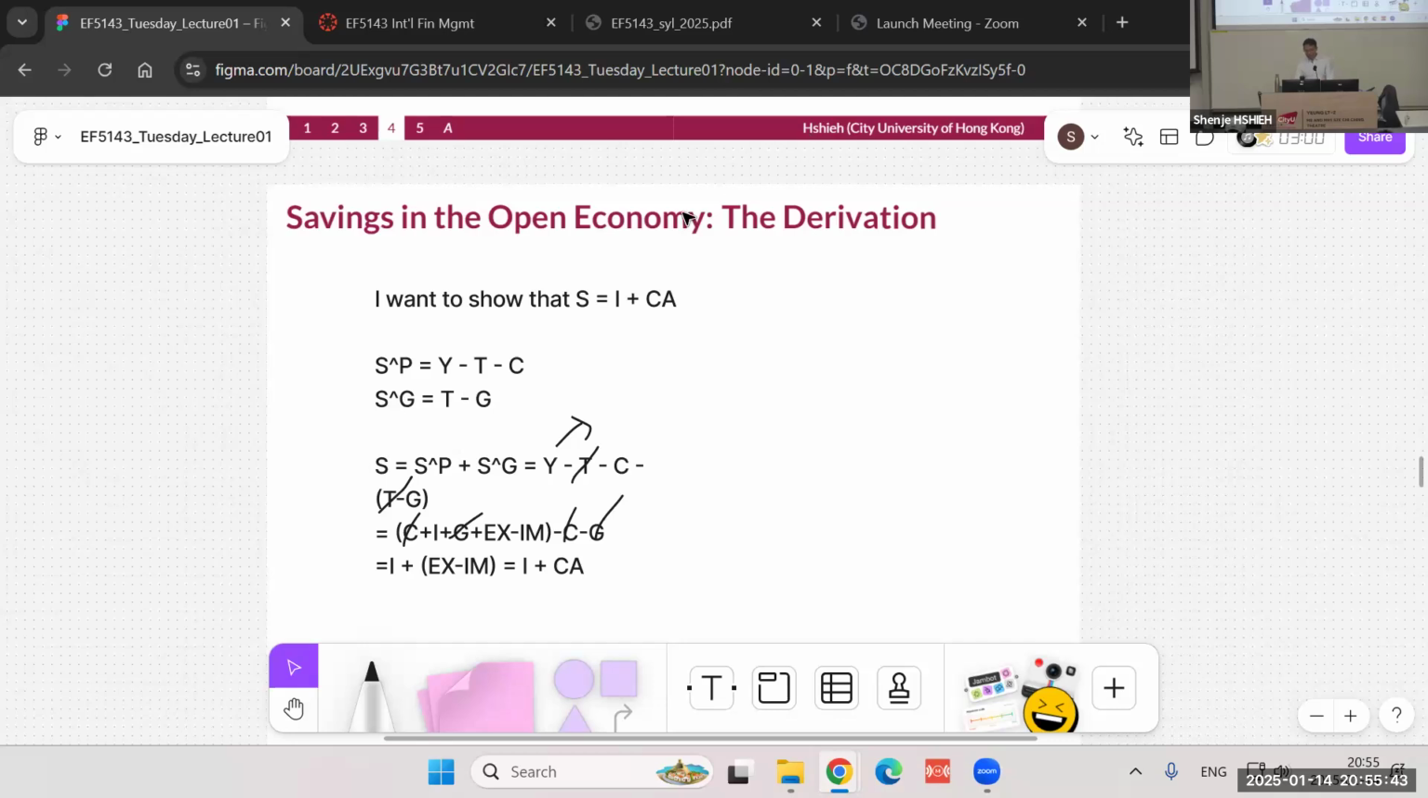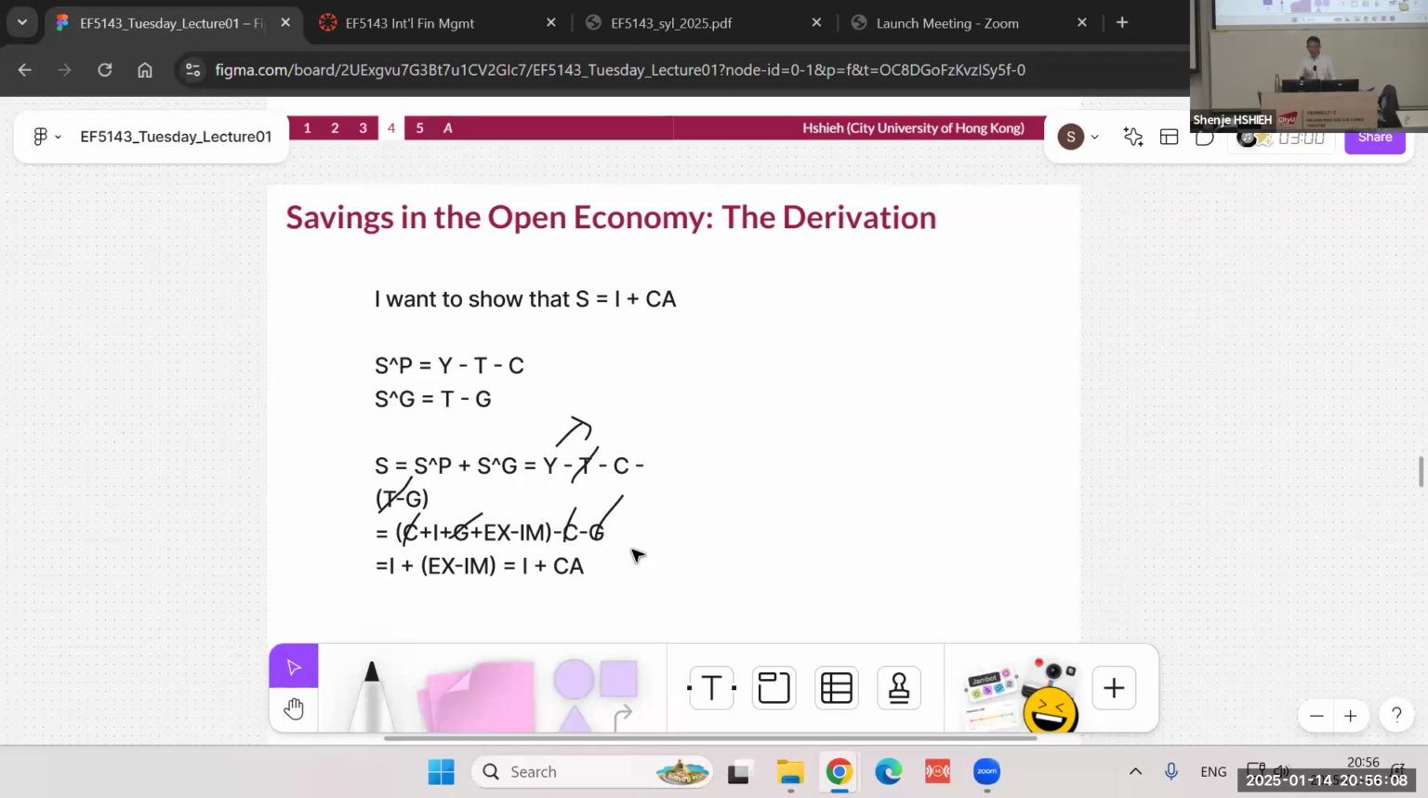Done. Right, I proved that S equals I plus CA. So whatever savings are not going into investments, local investments, domestic investments, must be invested abroad. And that's being captured by the current account. So this is the same thing, a different side of the same coin.